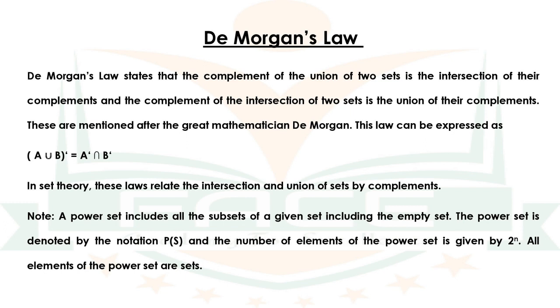Note: a power set includes all the subsets of a given set including the empty set. The power set is denoted by the notation P(S), and the number of elements of the power set is given by 2 raised to n. All the elements of the power set are sets. This is an additional point to be added to the topics of probability.